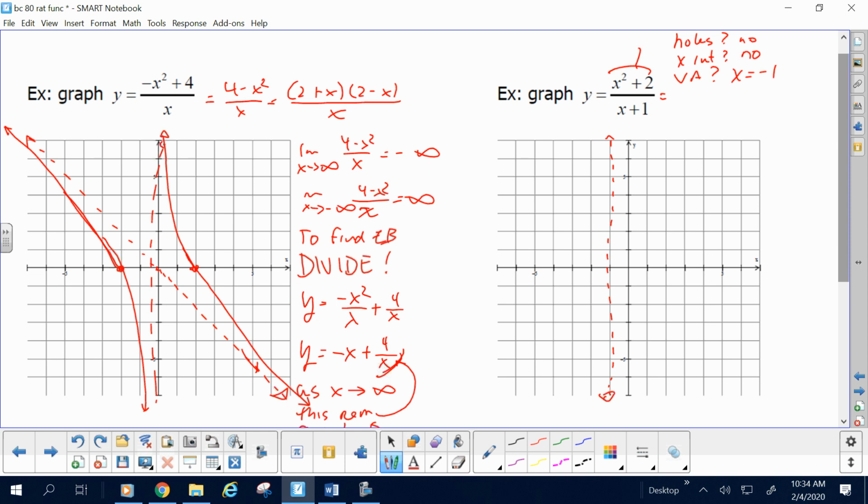Now, as far as the end behavior, I'm going to synthetically divide here because I have just a linear expression in the divisor. So I'm going to put a negative 1 as the 0 in the box, and the coefficient line, don't forget your placeholders, is 1 for x squared, 0 for no x's, and 2. When I divide, I bring down the 1, multiply, record it in the next, and add. Multiply, record it in the next, and add. Interpreting that, this divided out is equivalent to what? What does this tell me?